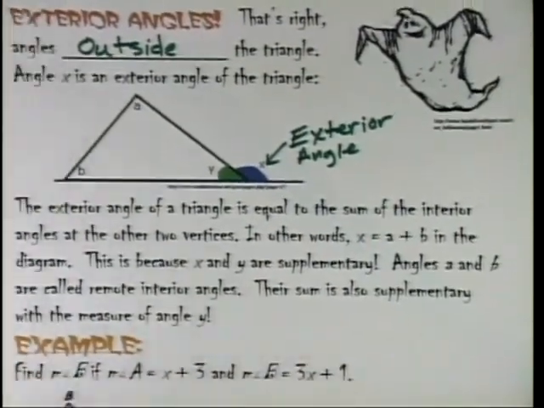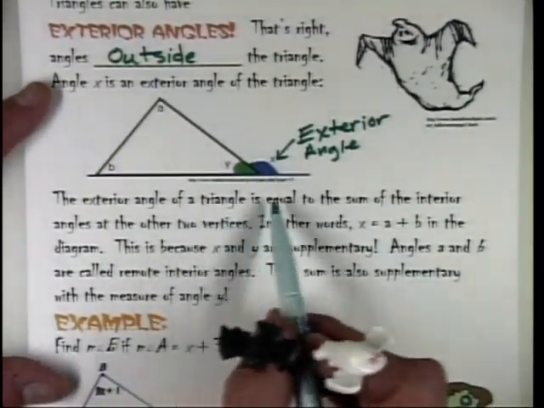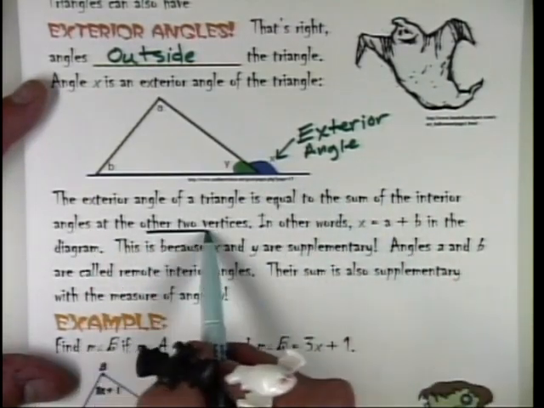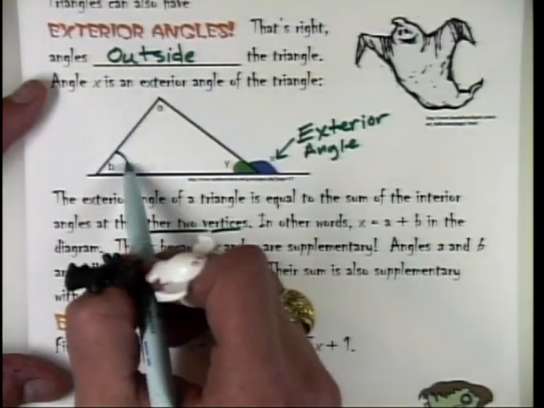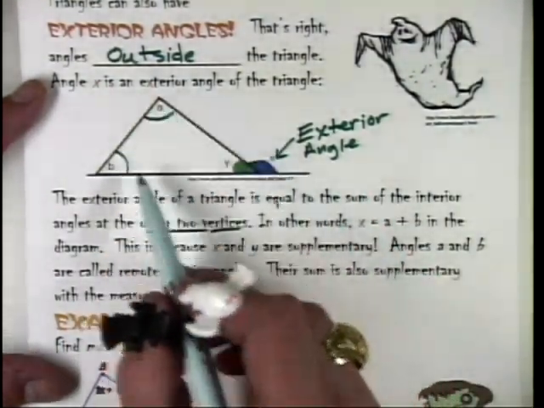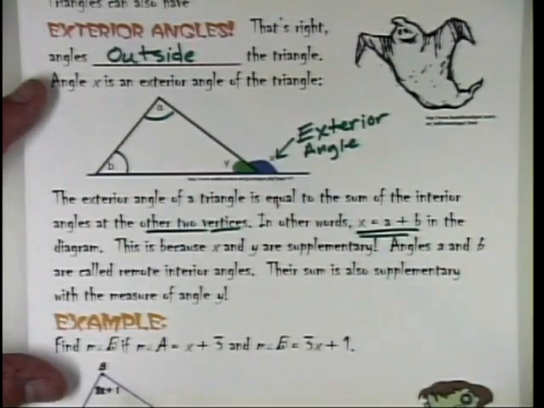Now, there's an important property about exterior angles. The exterior angle of any triangle is equal to the sum of the interior angles at the other two vertices. That would be angle B and angle A. So x equals A plus B. That's what we're saying. This exterior angle is equal to the sum of those two.